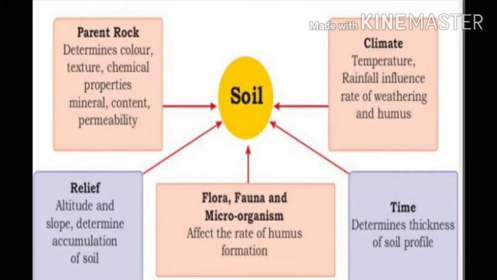The fourth factor is the vegetation, which includes the flora, fauna, and microorganisms found in the soil. It basically determines the quantity of humus and the presence of microorganisms in the soil. The last factor is the time, which determines the thickness of the soil profile. Children, it usually takes thousands of years in order to form 2.5 centimeter of soil, and that is why soil formation is a continuous and a gradual process.